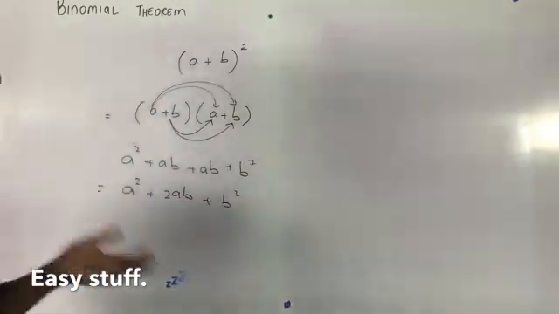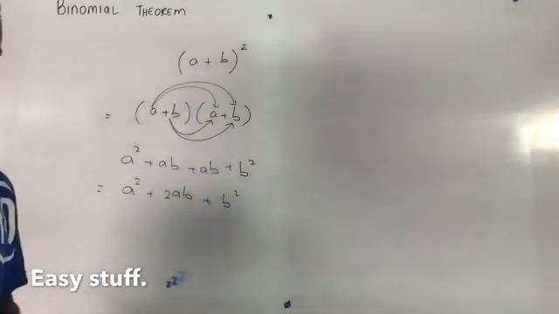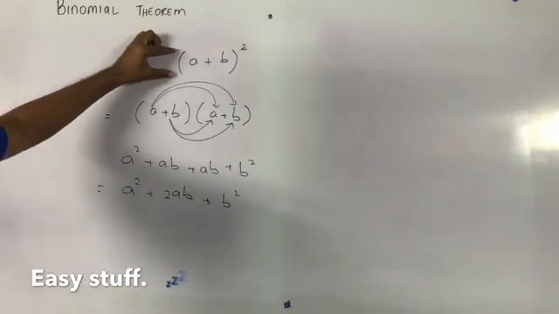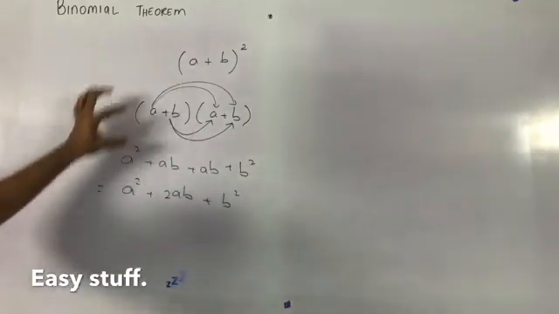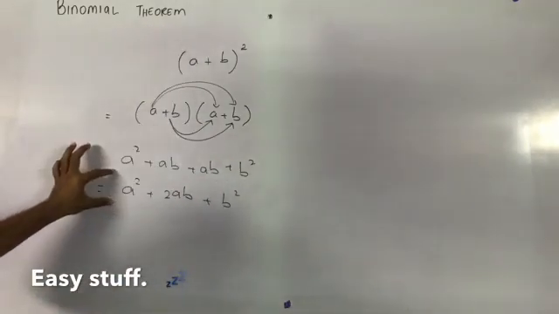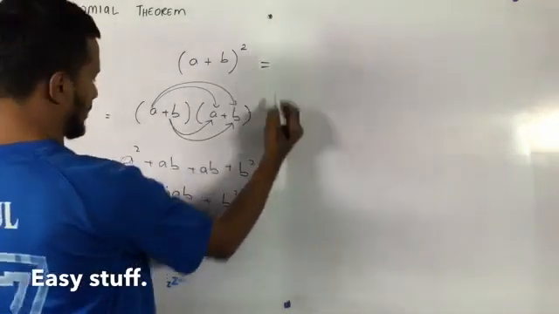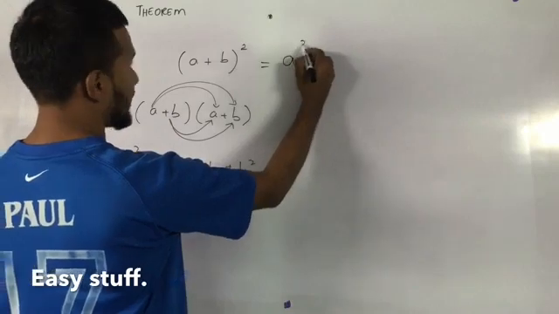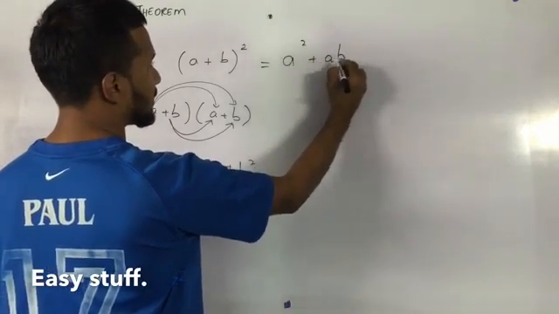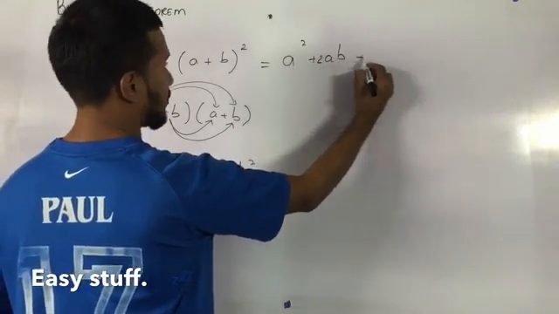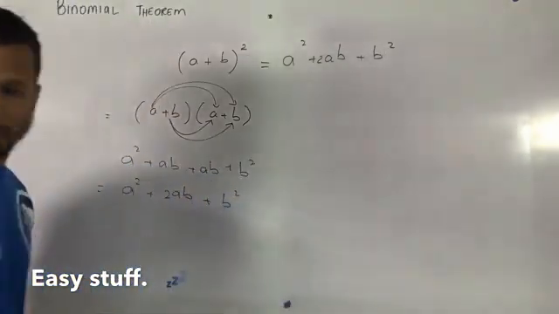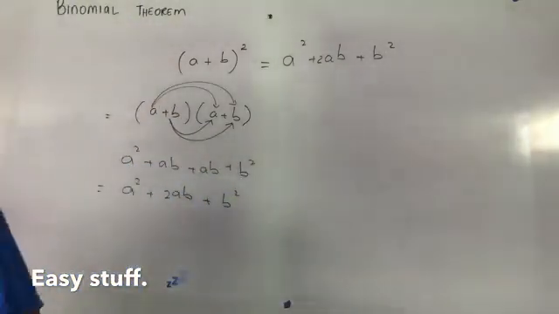Okay? So this is a simple form of binomial theorem, where it gives us this simple function and it's expanded out in this form. So we know this, and we can write it here: a squared plus 2ab plus b squared. So that's one that we have.